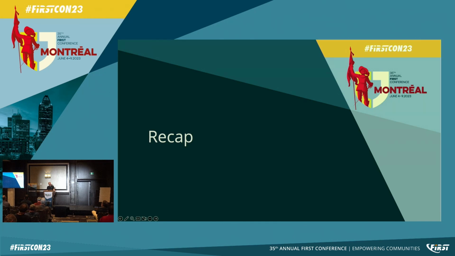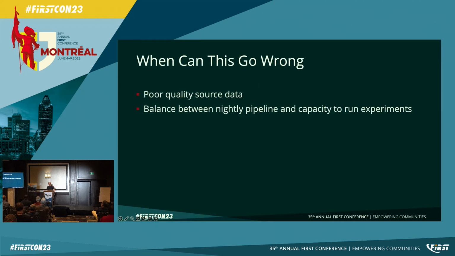Let's look at what we covered today and hopefully some lessons learned. There are a number of different ways in which this automated processing can go awry. First, if the data ingested from your source feeds is of poor quality, then the output of your classifier is also going to be poor. This is the garbage in, garbage out problem.